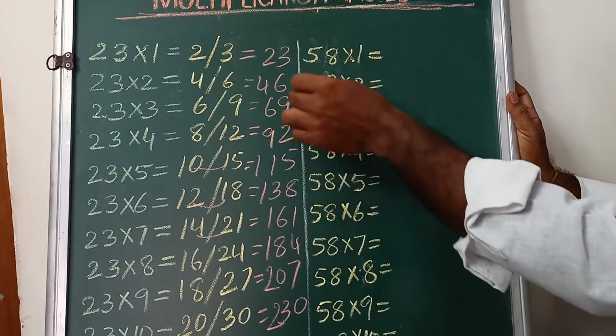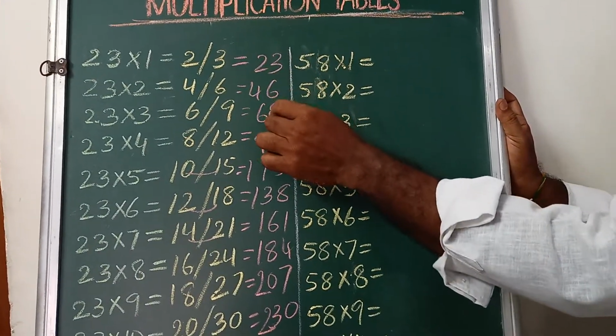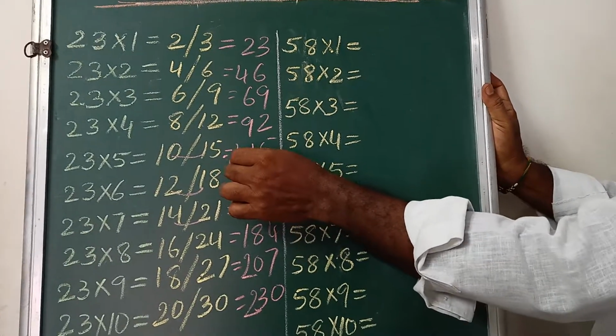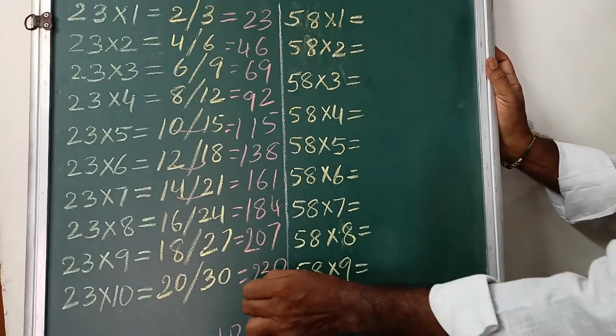Twenty-three table: 23, 46, 69, 92, 115 and so on, 230.